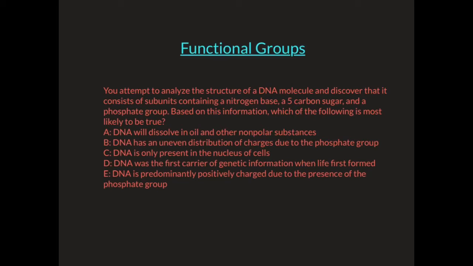Question. You attempt to analyze the structure of a DNA molecule and discover that it consists of subunits containing a nitrogen base, a 5-carbon sugar, and a phosphate group. Now this makes sense because, if you know about how nucleotides make up nucleic acids, this right here is the basic structure of a nucleotide. And nucleotides combine to form polymers such as DNA or nucleic acids. So based on this information, which of the following is most likely to be true?